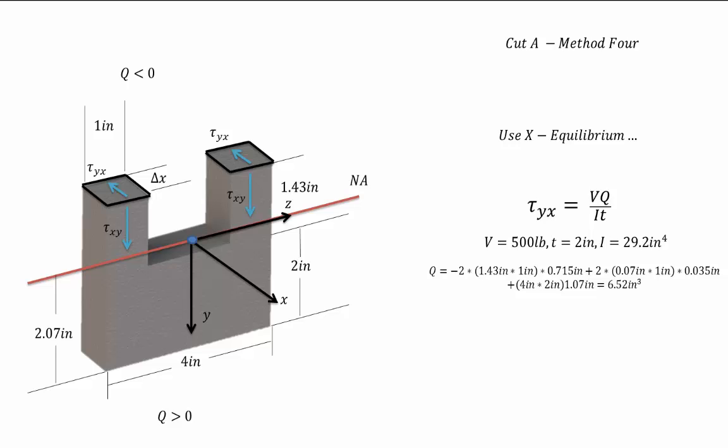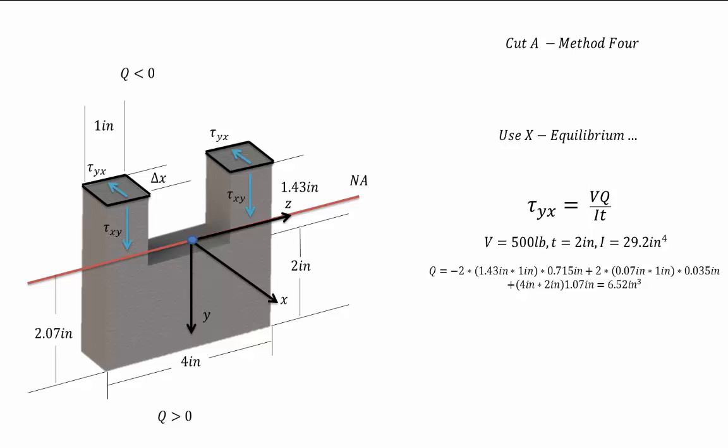So we're going to start above the neutral axis. We have two sections that are 1.43 inches by 1 inch that are 0.715 inches up from the neutral axis. Now we're going to look below the neutral axis. We have two sections that are 0.07 inches by 1 inch that are 0.035 inches away from the neutral axis. We also have a section that is 4.2 inches down 1.07 inches from the neutral axis.